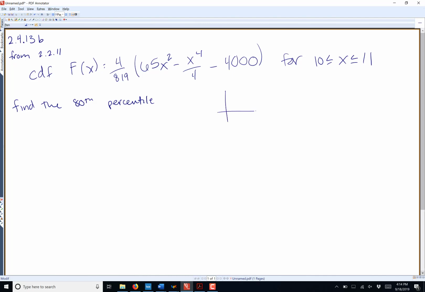So, I mean, I have no idea what this curve looks like. It might be something like this. I have no idea. But it's saying find the x value that has 80% of the area to the left. So to do that, we just set our CDF equal to 0.8 and solve for x.